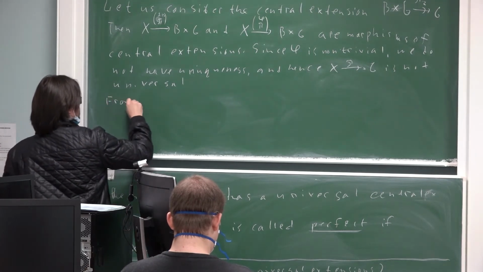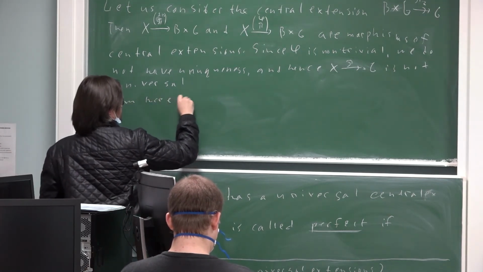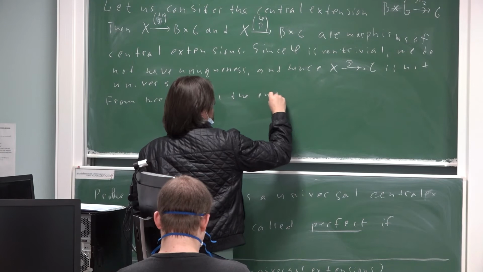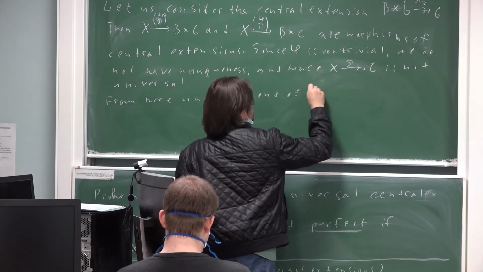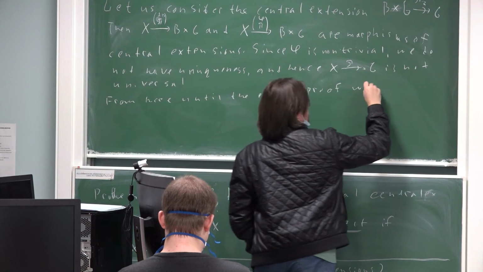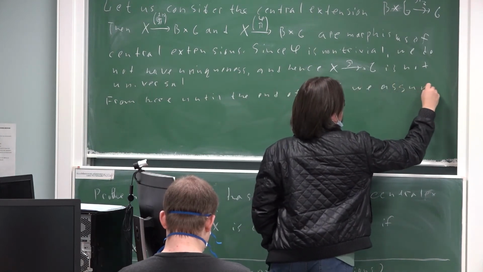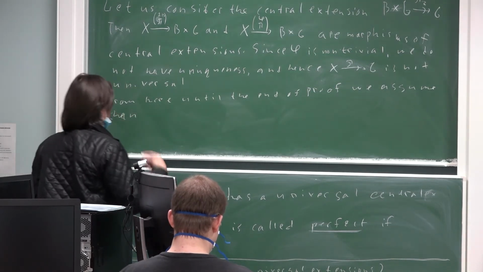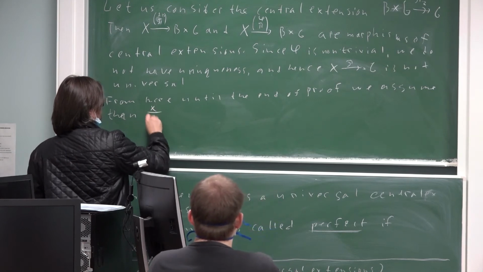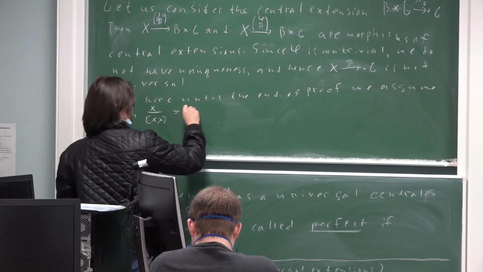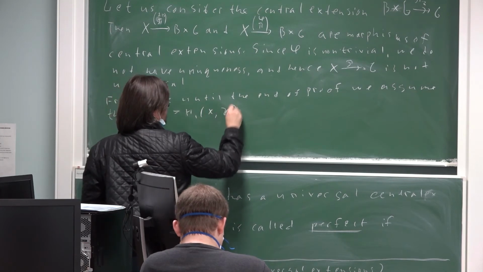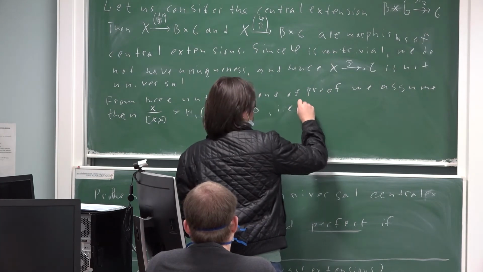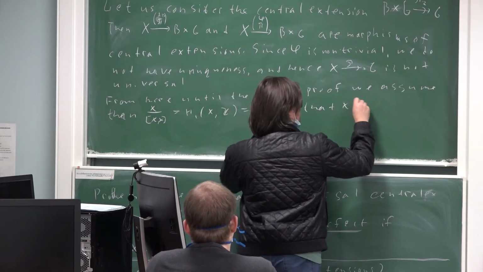From here until the end of the proof, we assume that X factor XX, which is H1 of X, Z, is 0, etc., that X is perfect.